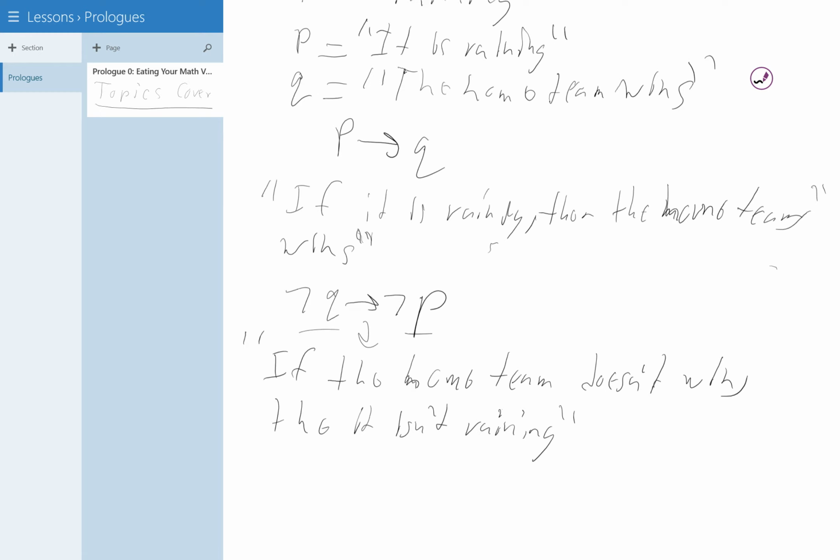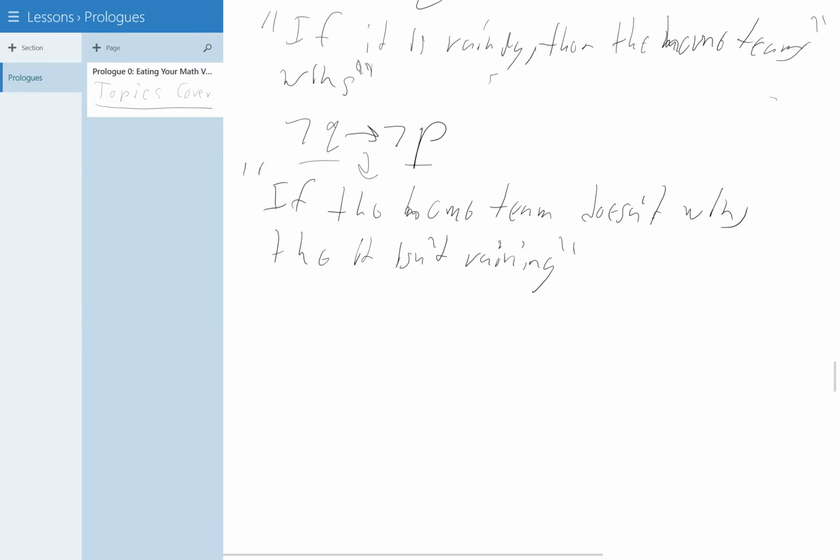So if the home team doesn't win, that's the opposite of the home team wins, then it isn't raining, right? That makes sense because we know that if it rained, then the home team's going to win. You're guaranteed. That's what that first statement is saying, right? So the opposite statement is saying, if the home team didn't win, then you know for a fact it didn't rain, because if it rains, they win. Therefore, since they didn't win, it couldn't have rained, because that would contradict the previous statement. So, ta-da!